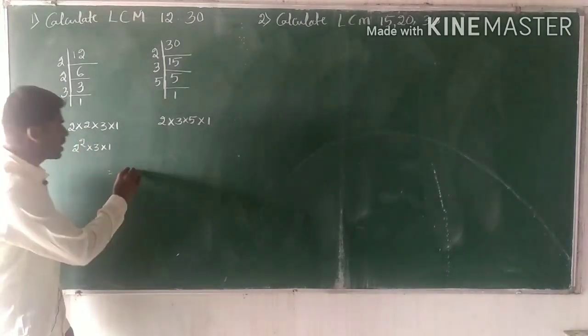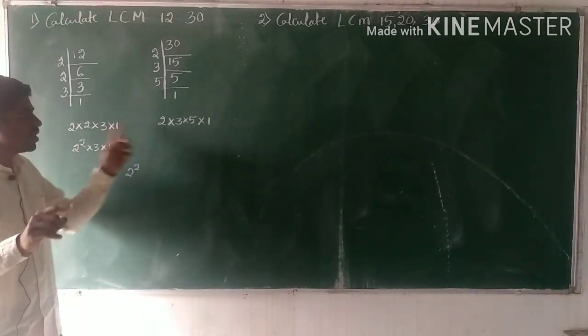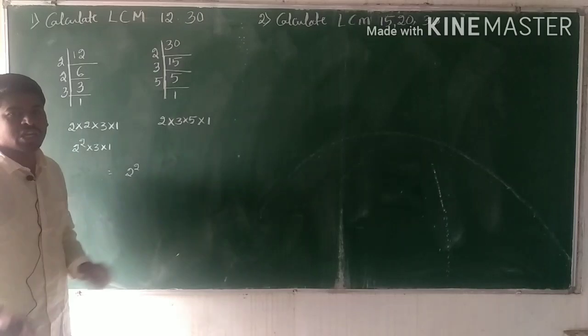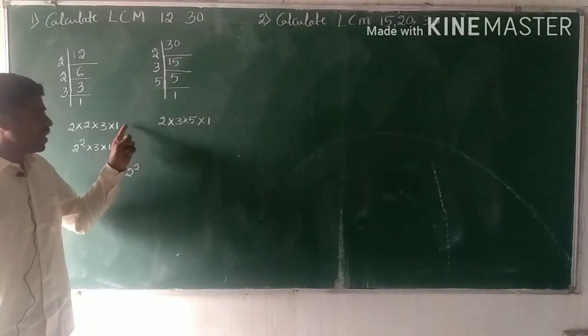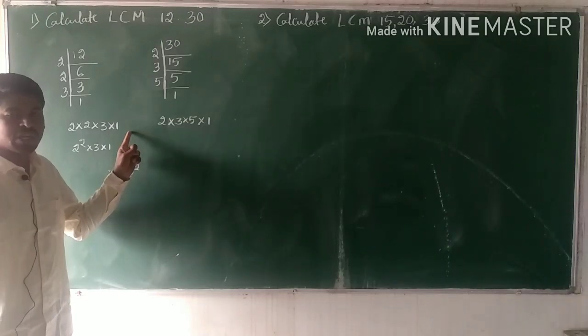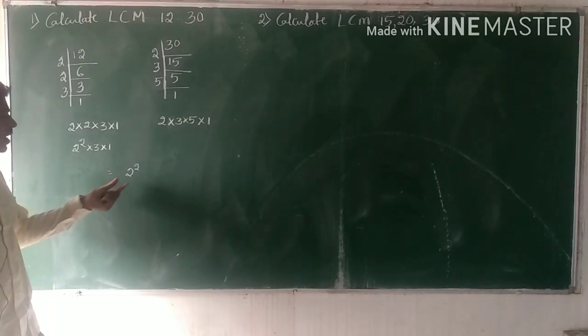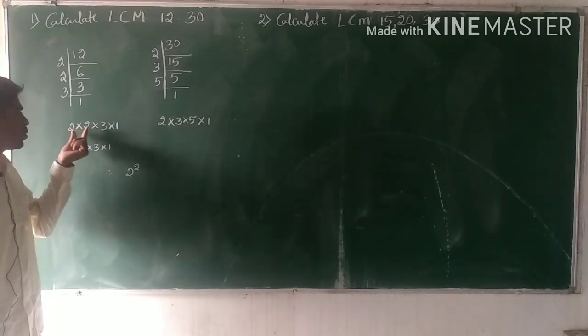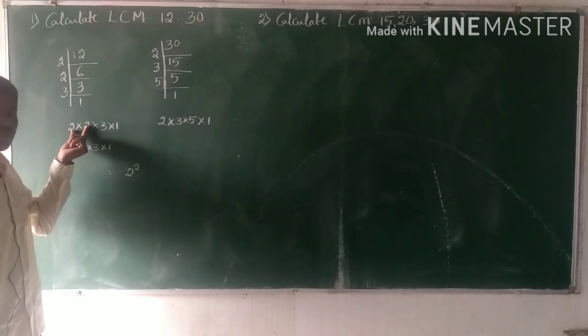That's why I want to take it as 2 square. Here, 2 is repeated only one time, and here also 2 is repeated only one time. For the other times, we can take any one 2. But in the factorization method, the condition tells us to take the highest divisible value that is repeated, which is 2. Here 2 is repeated 2 times. That's why I take it as 2 square.